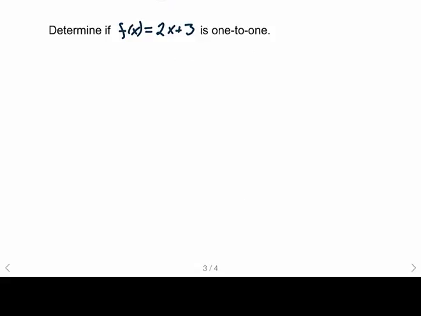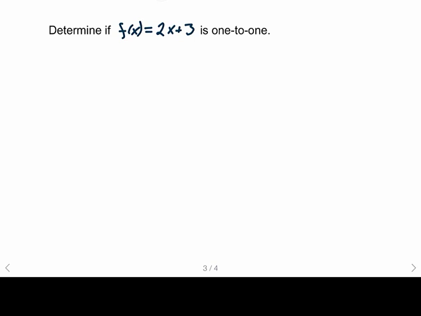Sometimes we can use the expression that defines a function to figure out if it's one-to-one. Not always, but sometimes. Here we're told to determine if f of x equals 2x plus 3 is one-to-one. That is, is it a one-to-one function? It's certainly a function because we have it in function notation.